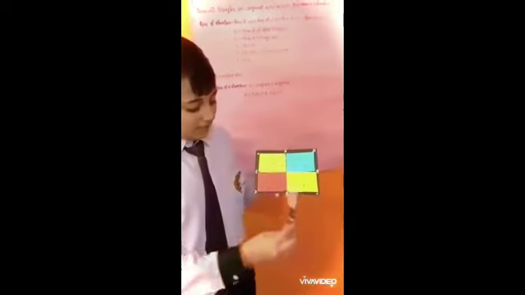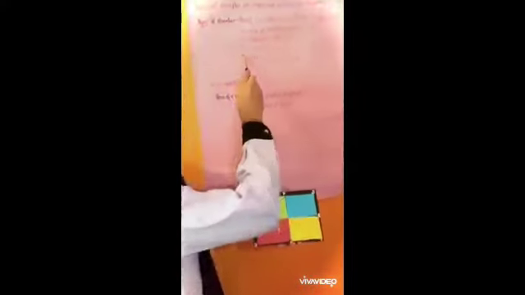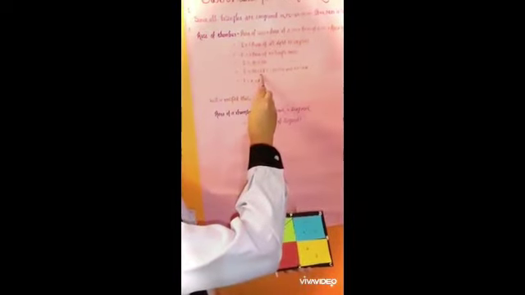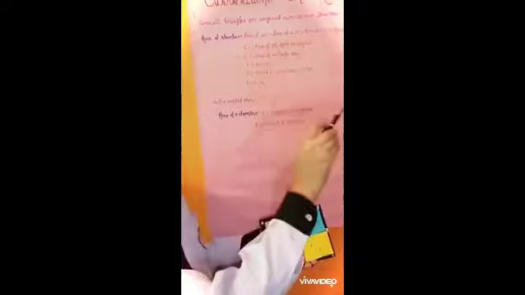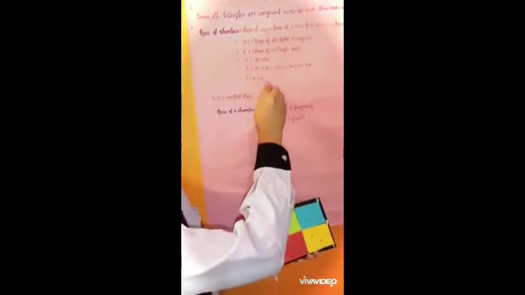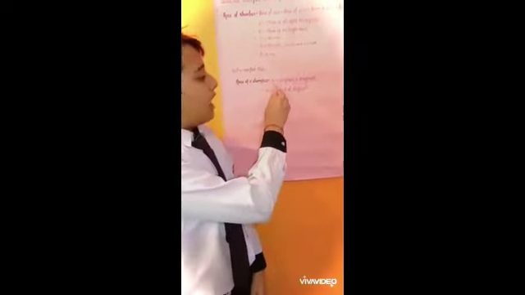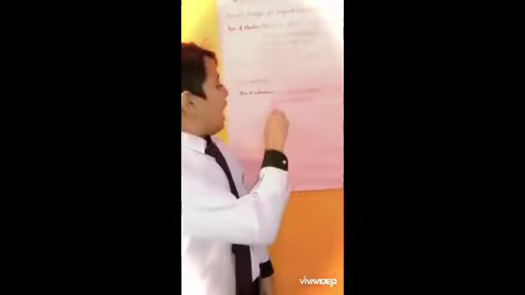Since DC is equal to SQ and AD is equal to PR, so half into DC into AD can also be written as half into SQ into PR. So area of rhombus PQRS is equal to half into D1 into D2. It is verified that area of a rhombus is equal to half into diagonal 1 into diagonal 2, which can also be written as half into product of diagonals.